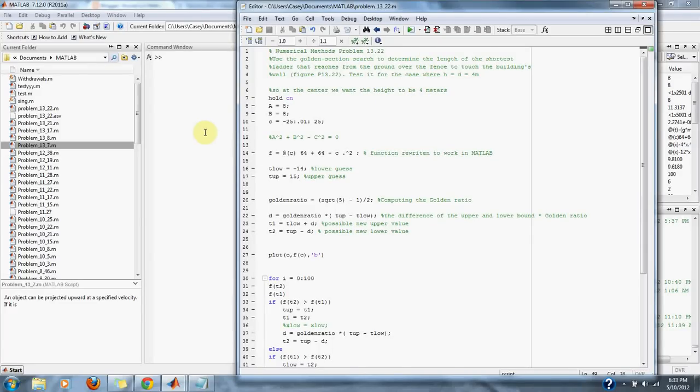Numerical methods, problem 13.22. Use the golden section search to determine the length of the shortest ladder that reaches from the ground over the fence to touch the building's wall, from figure P13.22. Test it for the case where h equals d and d equals 4 meters.